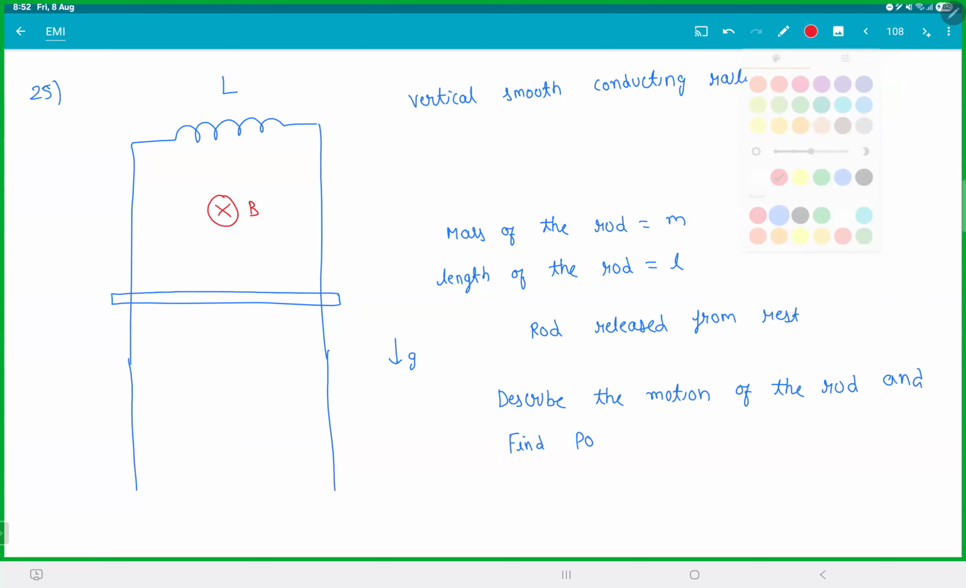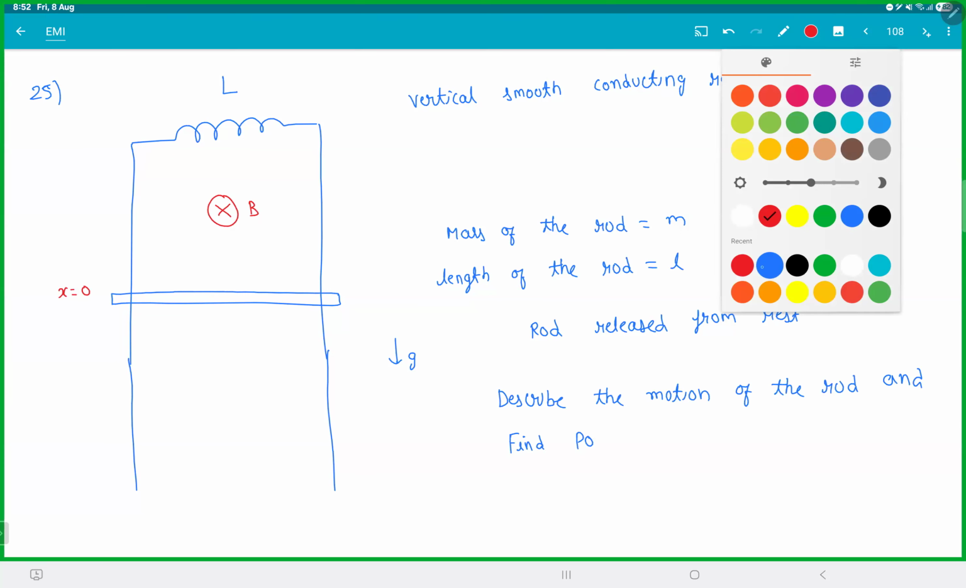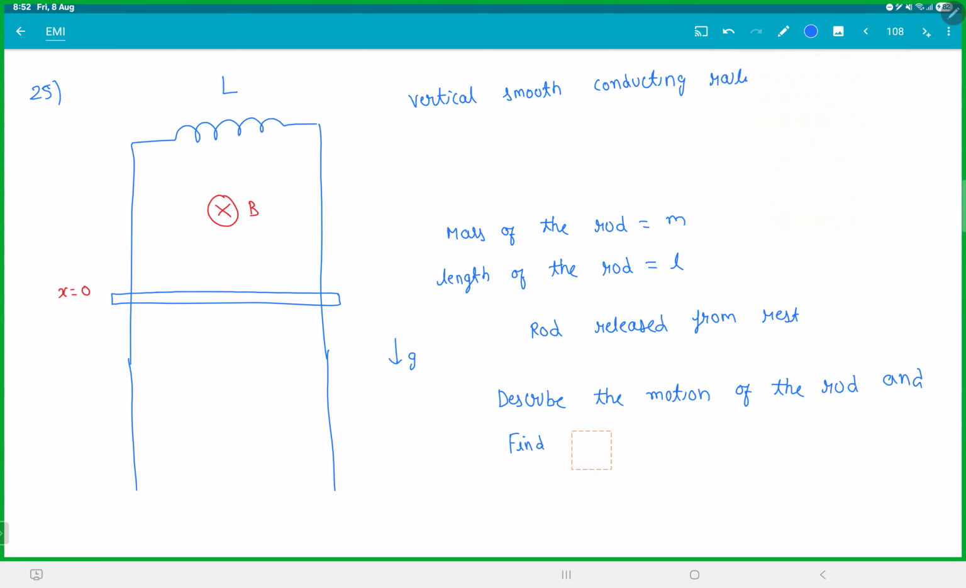So assume it is starting from here. You can take this as x is equal to 0. If it goes down, take x as positive downward. Find position at time t, or displacement from the start at time t, same thing.